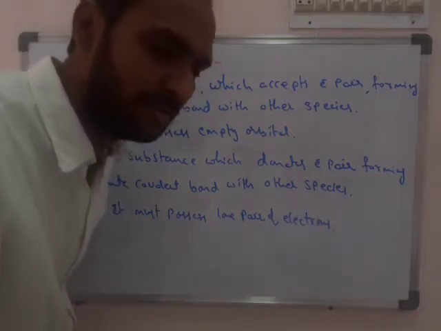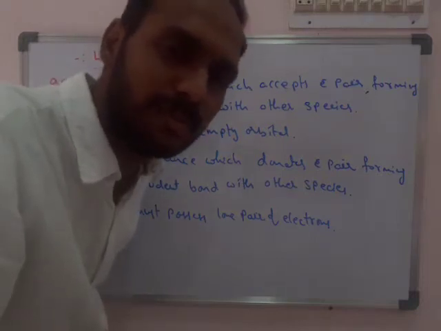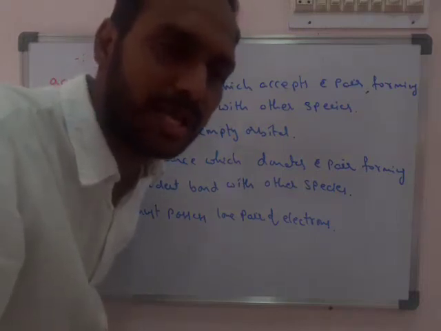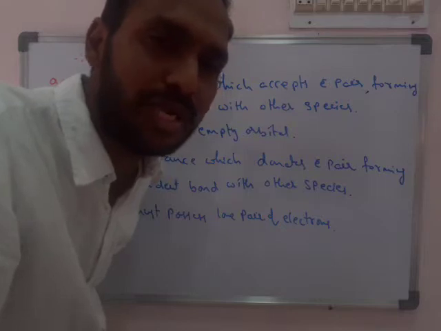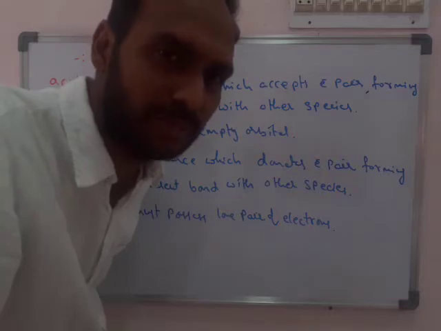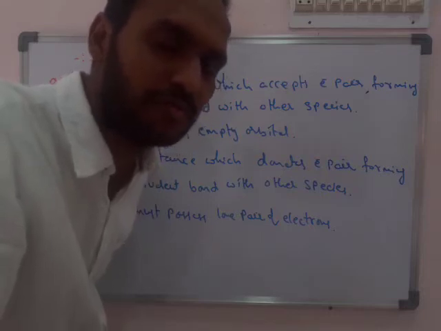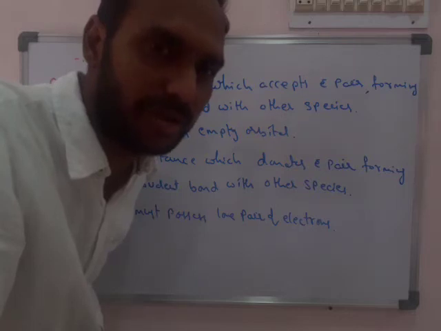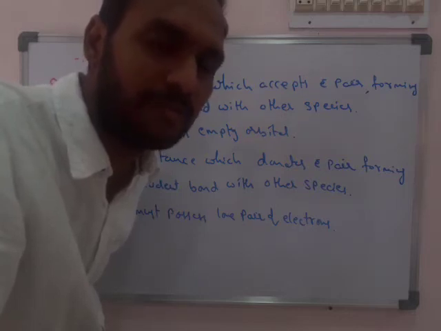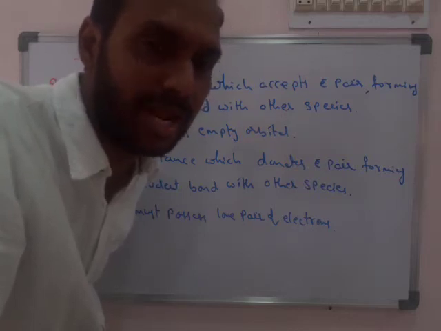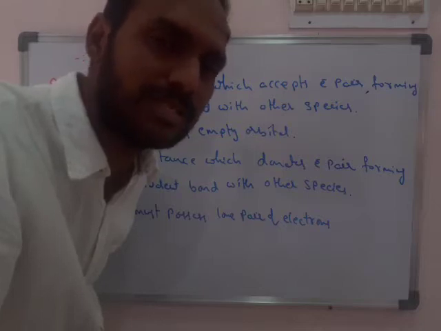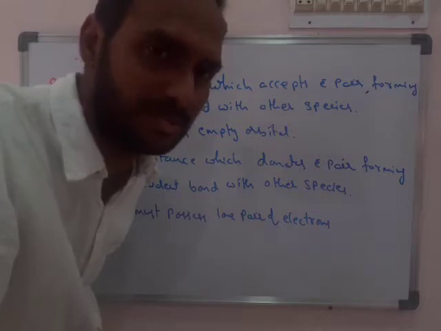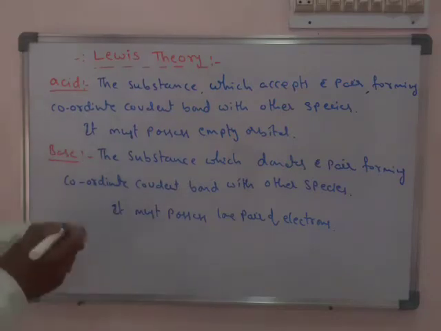Lone pair of electrons means that in the formation of a bond, some atoms have unshared electrons which do not participate in the bond formation. Just like in NH3, we know that nitrogen forms 3 bonds with the 3 hydrogens, and one lone pair of electrons is there on the nitrogen atom. So NH3 works as a Lewis base. Now we see the examples also.